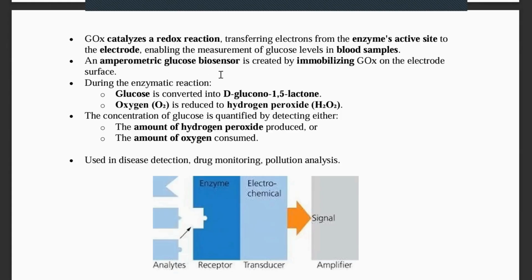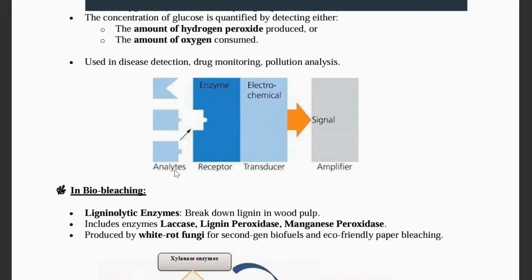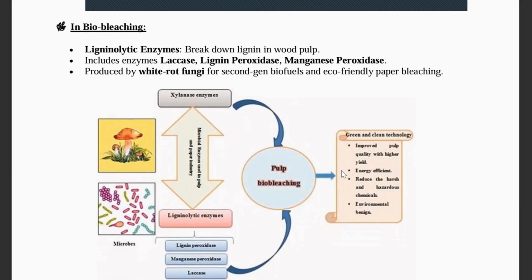An amperometric glucose biosensor is created by immobilizing GOX on the electrode surface. During the enzymatic reaction, glucose is converted into D-glucono-1,5-lactone. Oxygen is reduced to hydrogen peroxide. Now, the concentration of glucose is quantified by detecting either the amount of hydrogen peroxide produced or the amount of oxygen consumed. Used in disease detection, drug monitoring, and pollution analysis. Analytes get into the receptor where they form an enzyme complex, and finally an electrochemical reaction occurs, and that signal is sent to the amplifier.